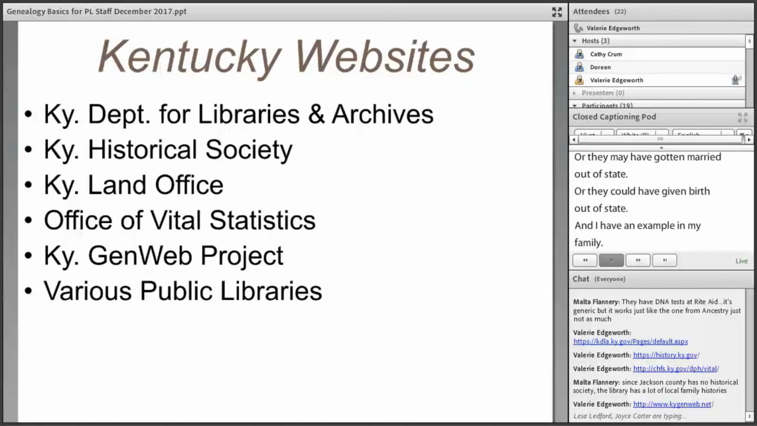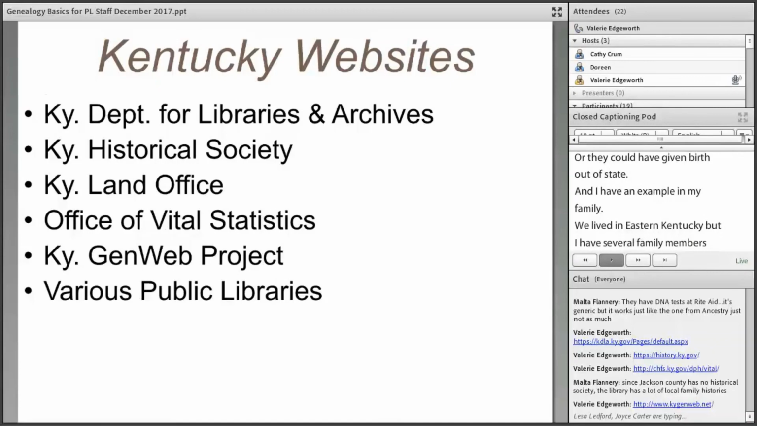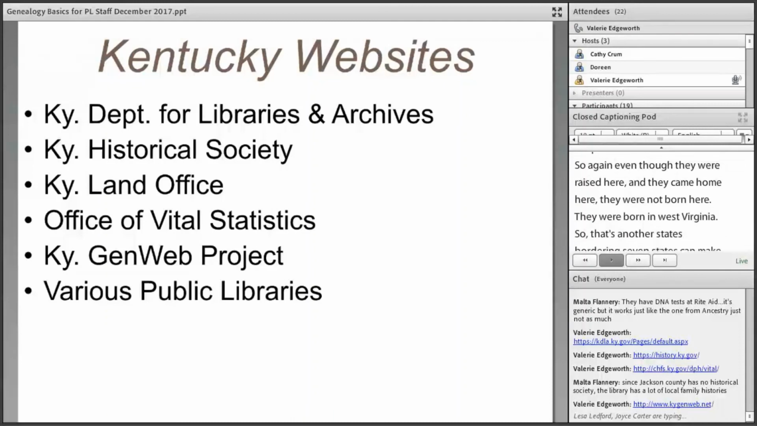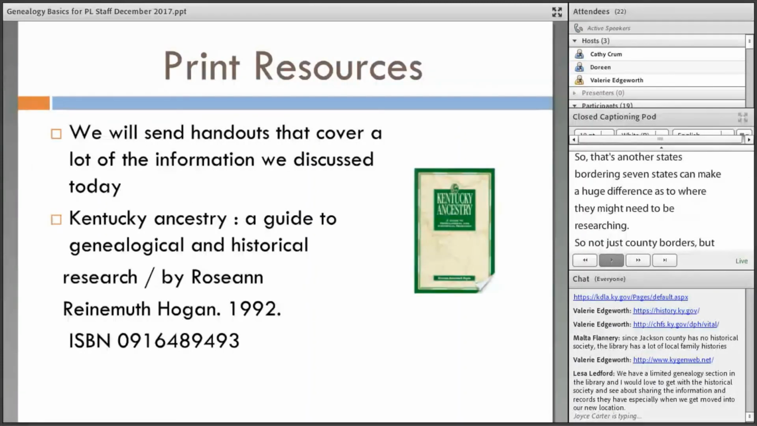I have an example in my family. We lived in Eastern Kentucky, but I have several family members born in Huntington, West Virginia, because that's where the larger hospital was. So again, even though they were raised here, and they came home here, they were not born here. They were born in West Virginia. So that's another one of those things, bordering 7 states, that can make a huge difference as to where they might need to be researching.